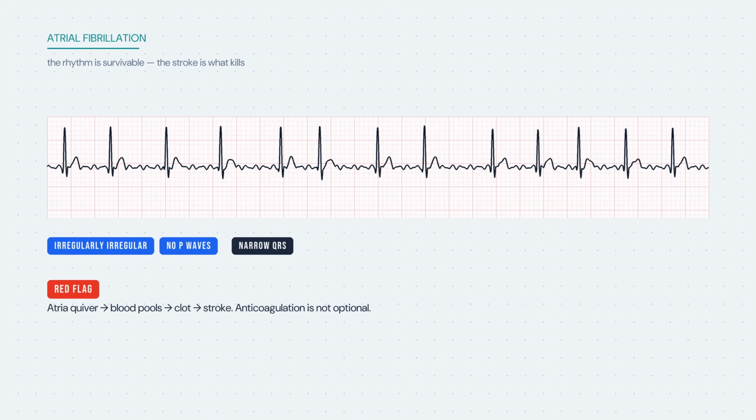Now the consequence that matters more than the rhythm itself. Atria that quiver instead of contracting let blood pool. Pooled blood clots. That clot can travel to the brain, which is why atrial fibrillation is a leading cause of stroke, and why anticoagulation is central to managing it, often more important than the rhythm.